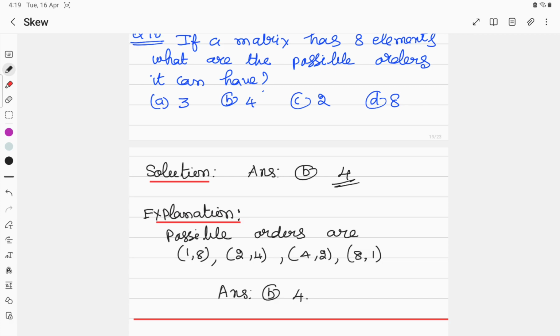So, there are a total of 8 elements. What are the possibilities for 8? 1 into 8 gives 8. 2 into 4, 4 into 2, 8 into 1. So, how many possibilities are here? 1, 2, 3, 4. Answer B, 4 possible orders it can have.